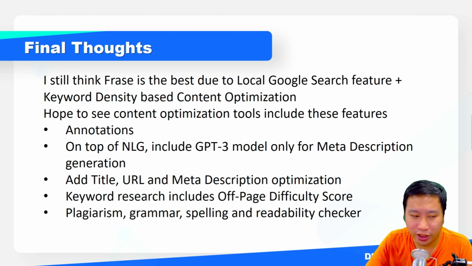Okay, and before I end off, I would rank them. Frase would be the best, number one in my opinion. All right, and then number two would be WriterZen. Okay, the downside is that it doesn't have AI writing, and some features are missing.